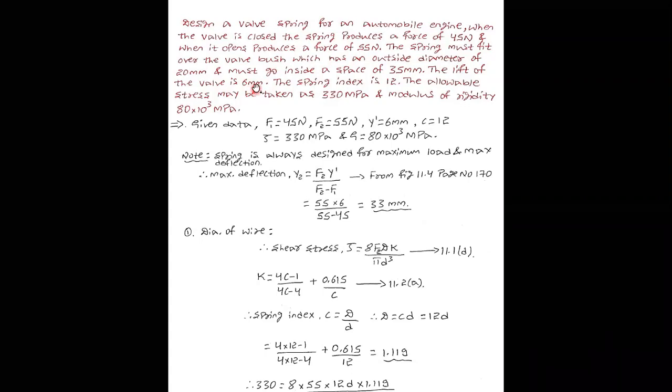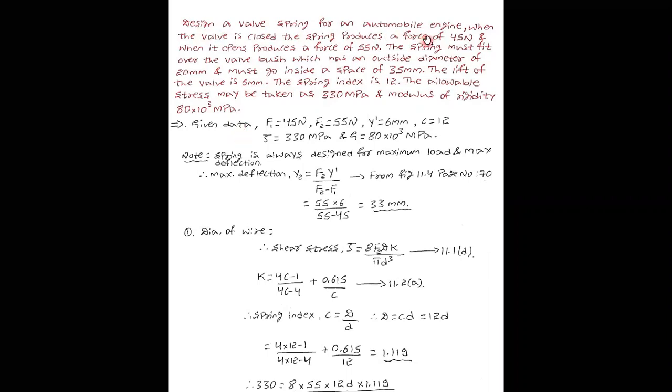The lift of the valve is 6 mm. Whatever the lift is, we'll call it y dash, and that value is given as 6 mm. The spring index is 12, means the spring index, denoted by C, is given as 12. The allowable stress may be taken as 330 megapascal, and modulus of rigidity is also given. We'll note down the given data one by one.